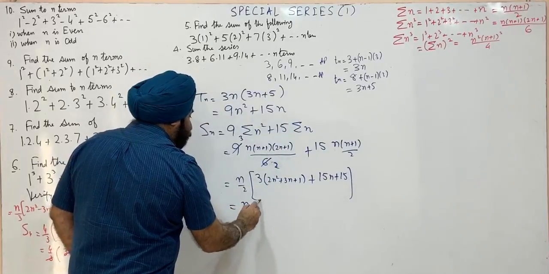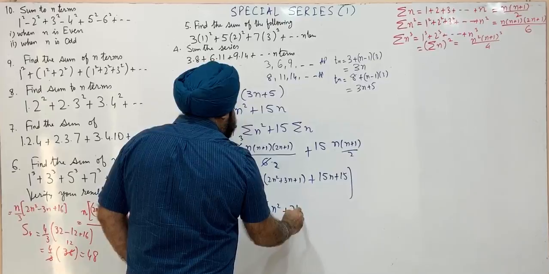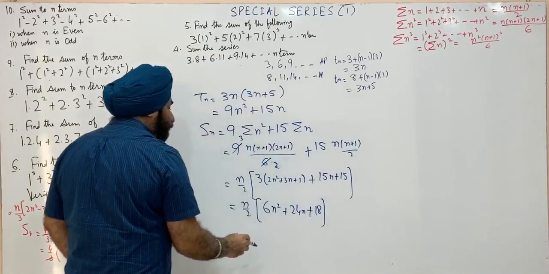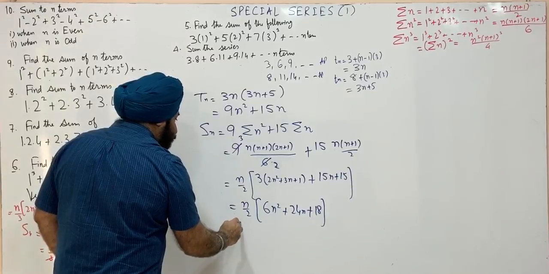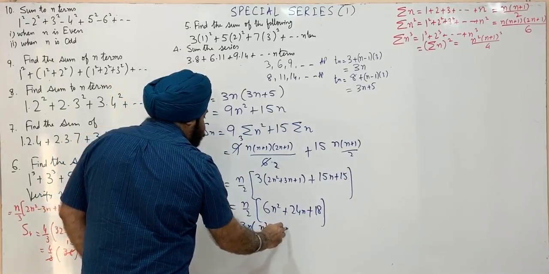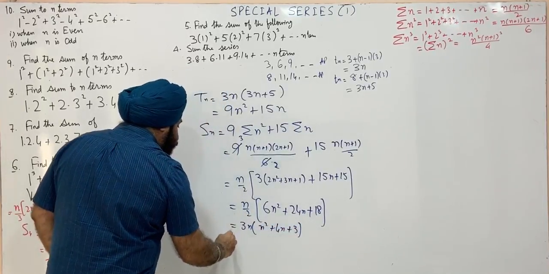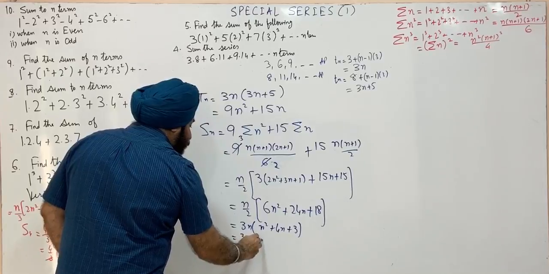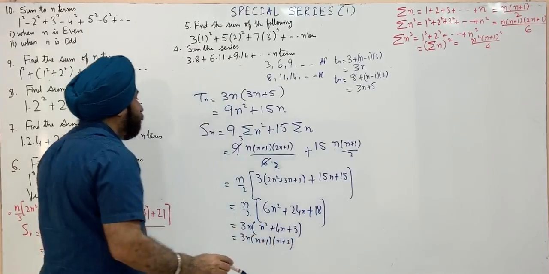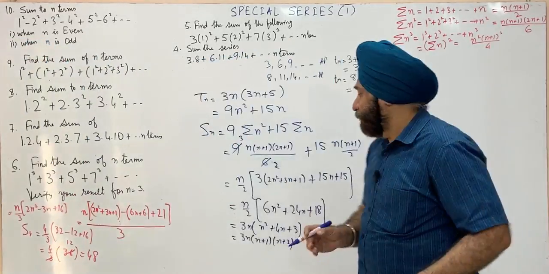That's n by 2. It's 6n square, 9 plus 15, 24n, and this is plus 18, 3 plus 15. We take 6 common, this will be 3n into n square plus 4n, and plus this is 3. This is 3n into n plus 1 into n plus 3. So this is sum of n terms of the series.